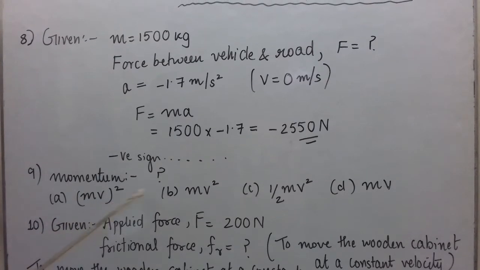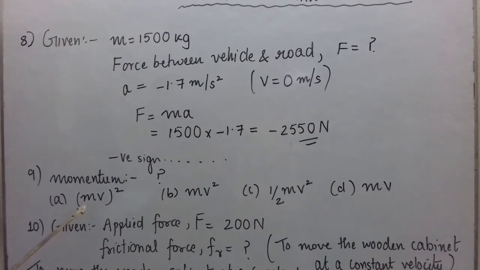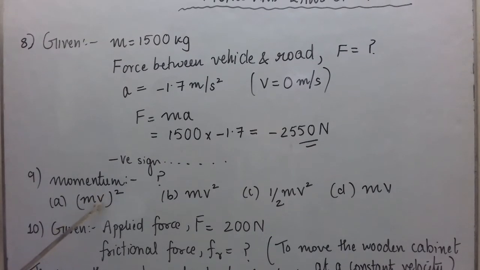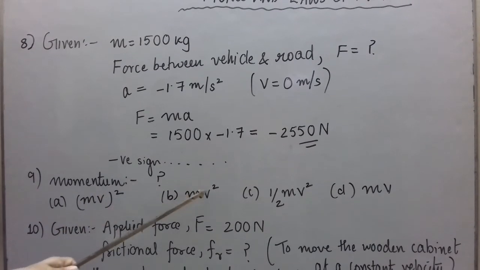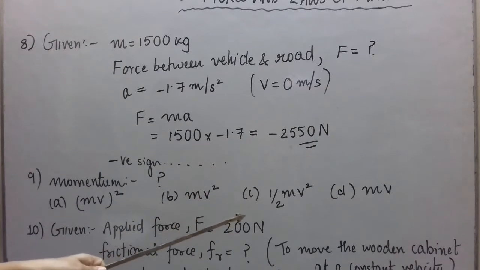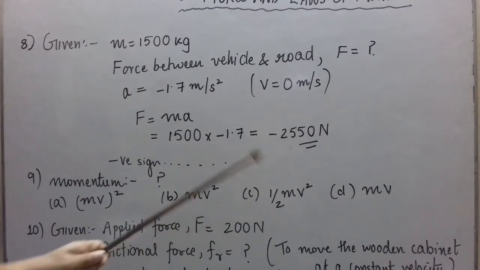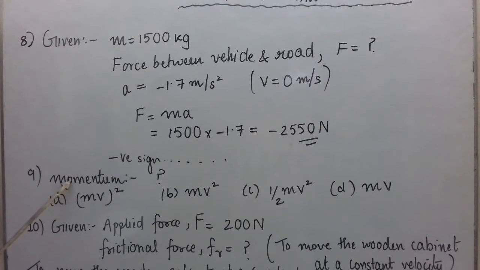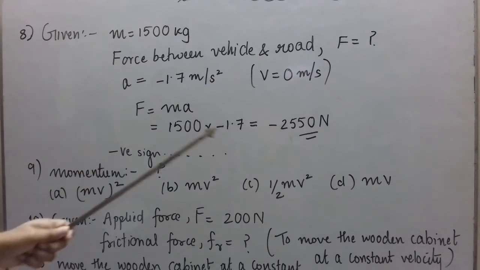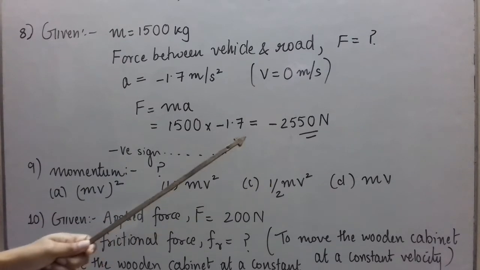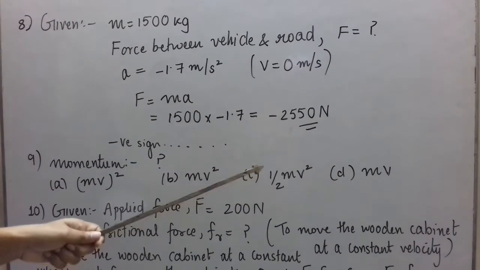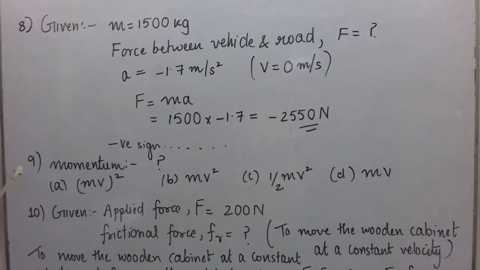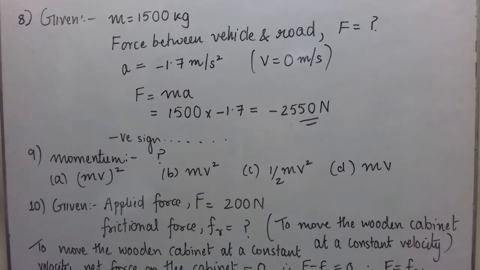One option is mv squared, this is mv complete square, this is m into v square, this is half mv square, and last is mv. And we already know that momentum of a body is defined as a product of its mass and velocity. So D option is the correct answer. Mass into velocity. D option is the correct answer for this 9th question.